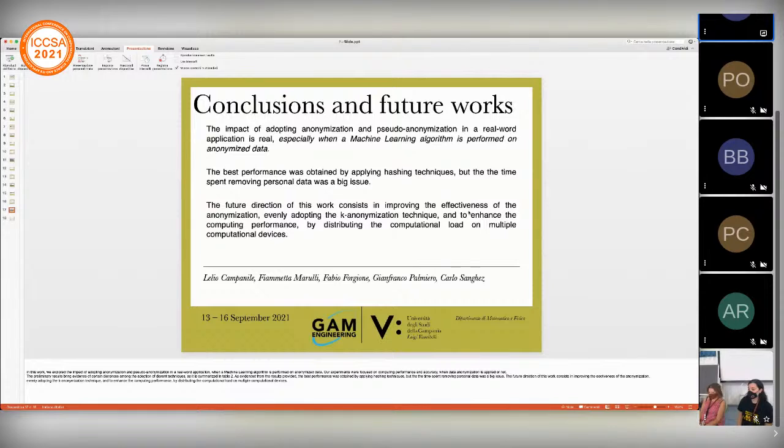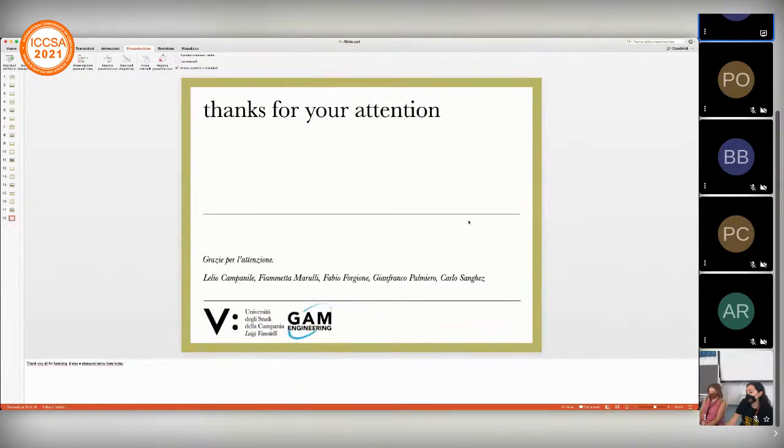In fact, now we have only a single ARM Linux box that runs the machine learning code. In the near future, we are working in order to have two or more of these computational devices. And my talk is over. Thanks for your attention.